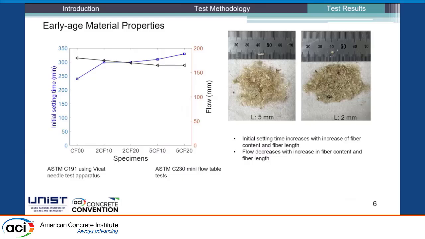And these are the material early age properties. The initial setting time increases with the content and the length of fiber. However, the flow decreases over time. This may be due to the incorporation of fiber reducing the flow of our materials.